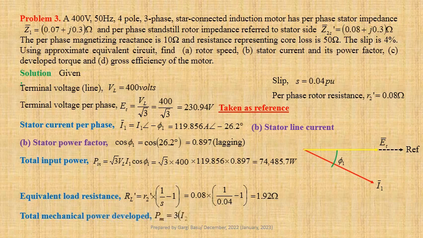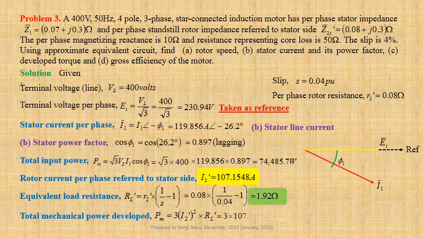Pm equals 3 times I2' square into RL'. We have computed rotor current per phase referred to stator side I2' equals 107.1548 ampere. Therefore, Pm equals 3 into 107.1548 square into 1.92, that is equal to 66,137.2 watt.